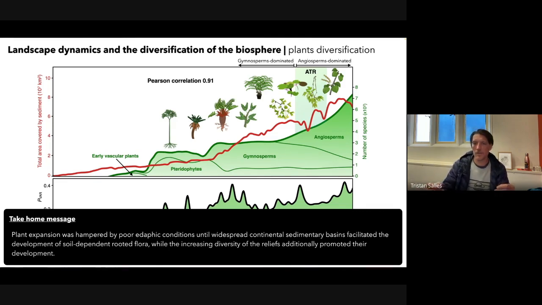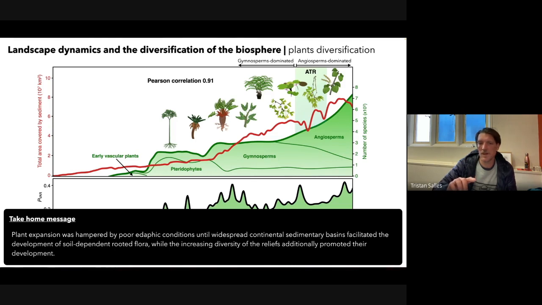What we can hypothesize is basically, as you increase the number of plants, specifically rooted plants, you will also increase the amount of soil that is available and increase also the erosion. But this is not considered in the model.